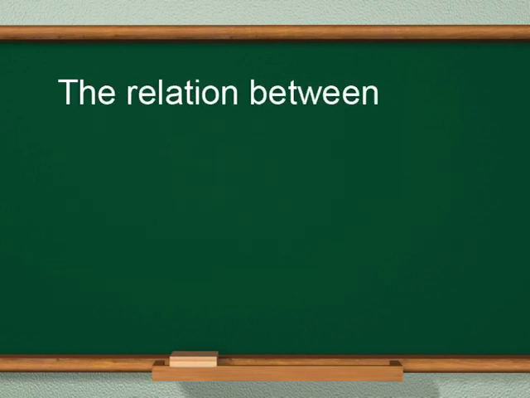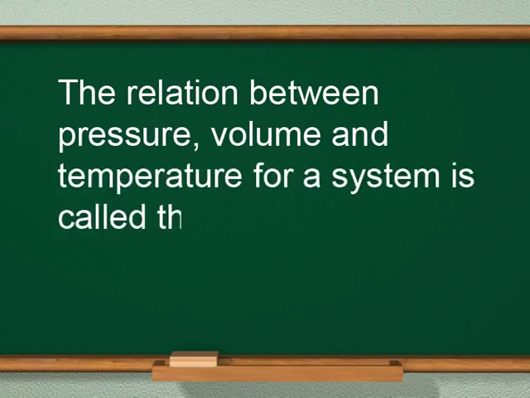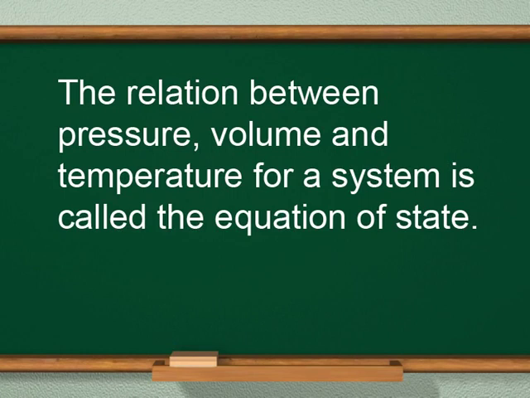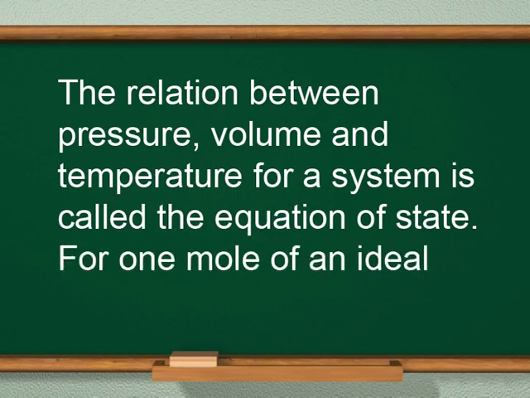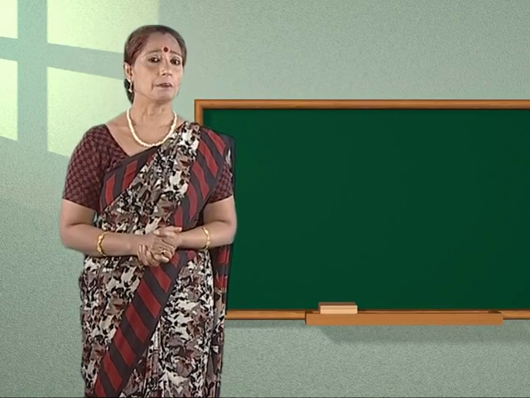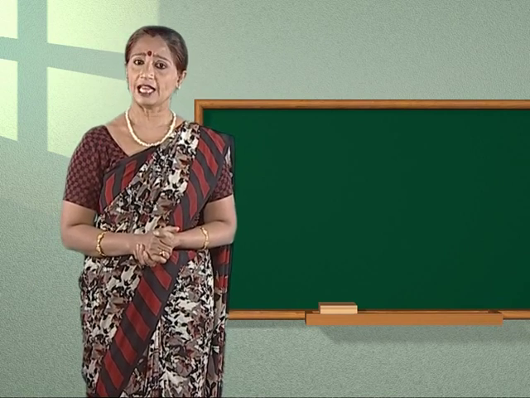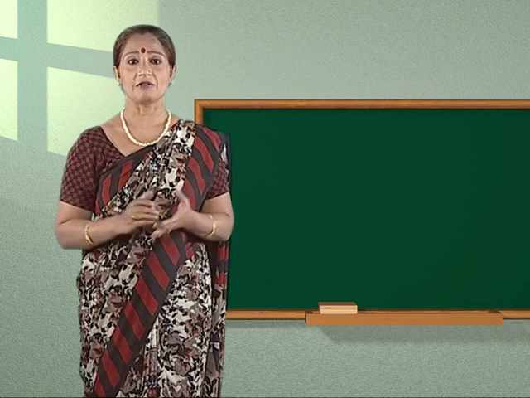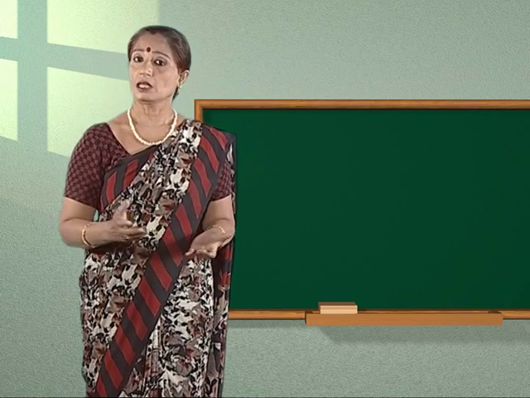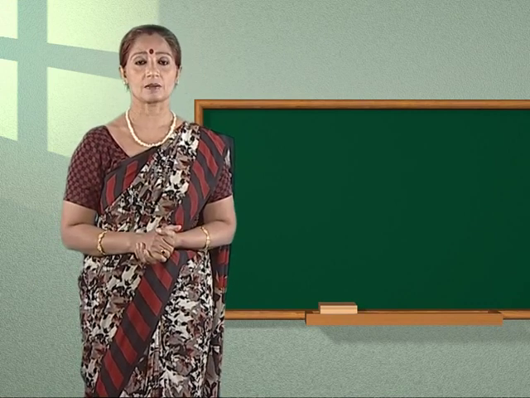The relation between pressure, volume and temperature for a system is called the equation of state. For 1 mole of an ideal gas, the equation of state is PV = RT. Thus, for a simple system, maybe an ideal gas contained in a cylinder, if any 2 of the 3 variables are known, the third one can be calculated using the equation of state.